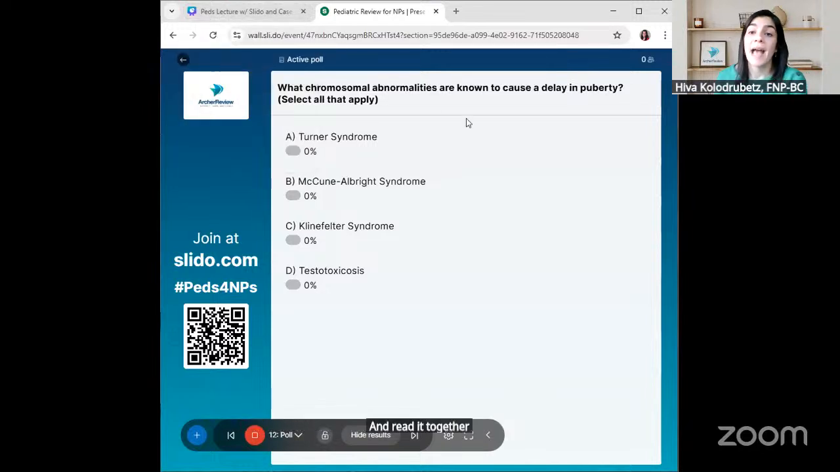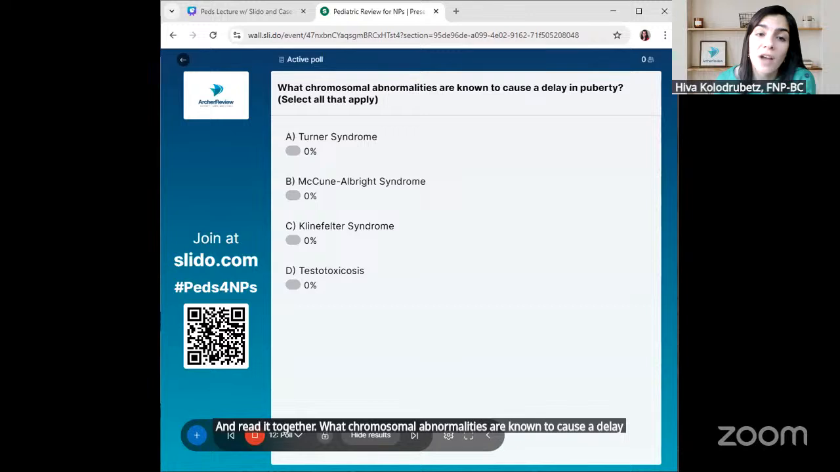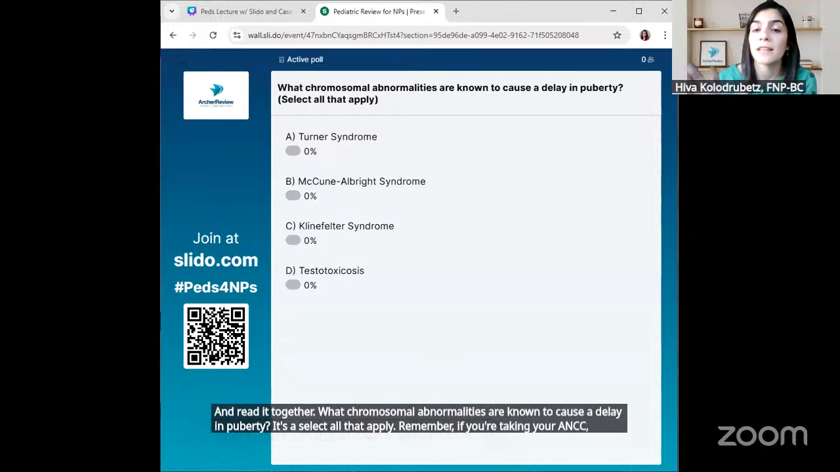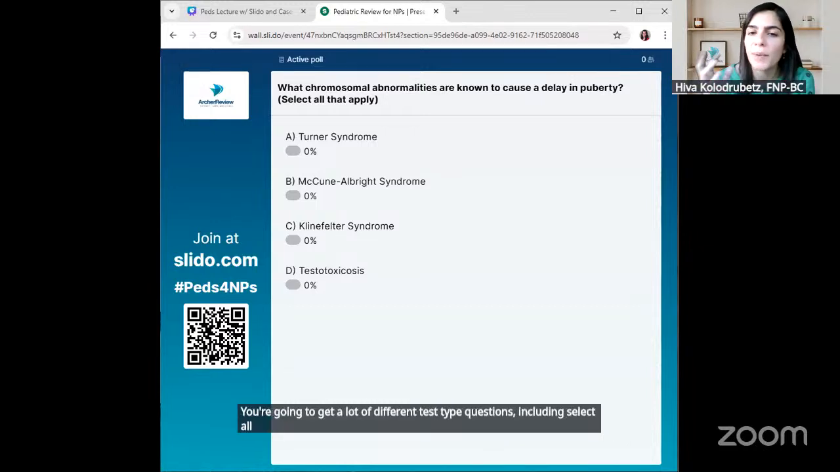What chromosomal abnormalities are known to cause a delay in puberty? It's a select all that apply. Remember, if you're taking your ANCC, you're going to get a lot of different test type questions, including select all that apply. They'll tell you how many answers are right. So I'll tell you that 2 are right on this today.